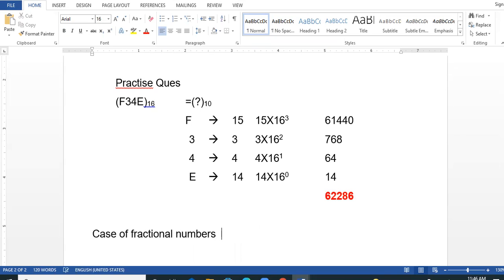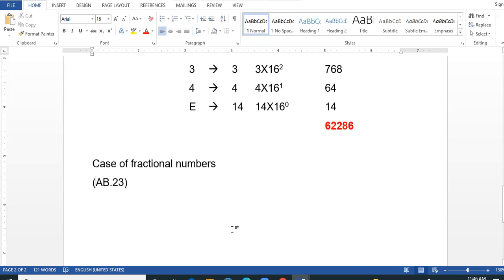All right. Now we have the case of fractional numbers. Isi ko hum karte hain. A, B, 0.23. I think you are very much familiar with what to do. A aur B ko 16 ki positive power ke saath, 2 aur 3 ko 16 ki negative power ke saath. A is 10 into 16 to the power 1, B is 11 into 16 to the power 0, 2 into 16 to the power minus 1.